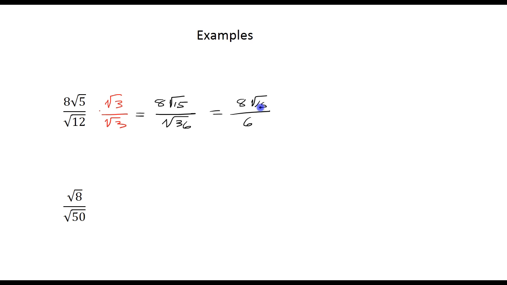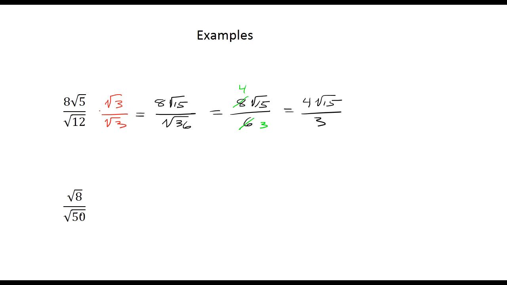Now I've got one more step that needs to be done here, and that is to simplify. 2 goes in here 4 times, 2 goes in here 3 times, so my final answer is 4 radical 15 over 3.